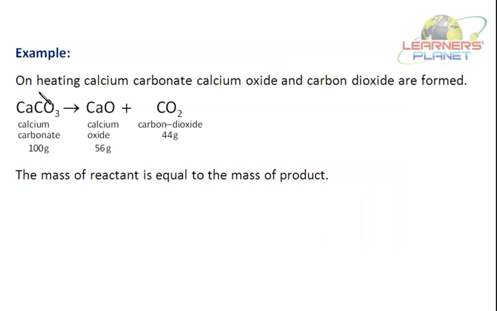Let's take up this example. On heating calcium carbonate, calcium oxide and carbon dioxide are formed. This calcium carbonate is heated and we are getting calcium oxide and carbon dioxide. What is the mass of calcium carbonate? It's 100 grams. I'll be telling you how to calculate the molecular mass, or mass of a molecule. Calcium oxide is 56 grams and carbon dioxide is 44 grams. So if we sum up, the mass of reactant is equal to the mass of product.